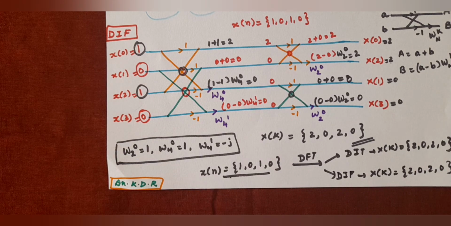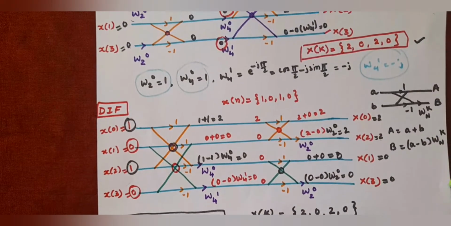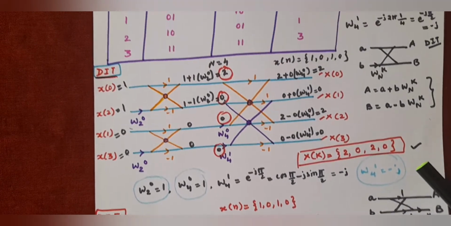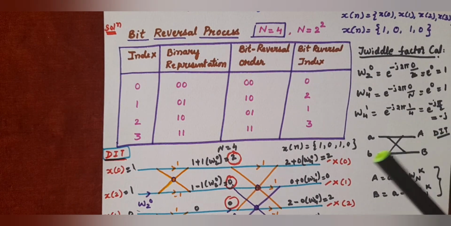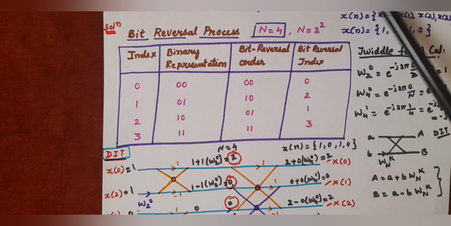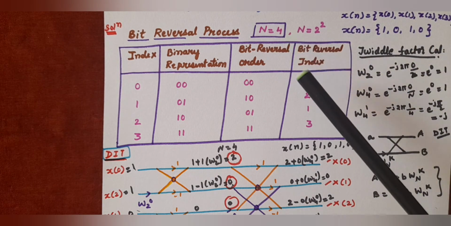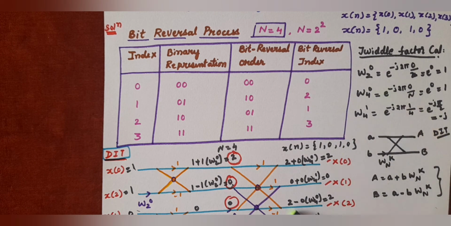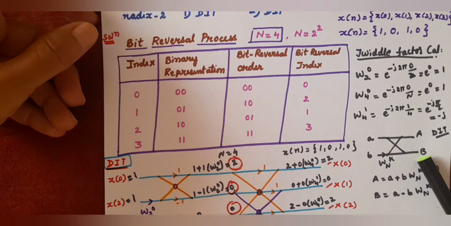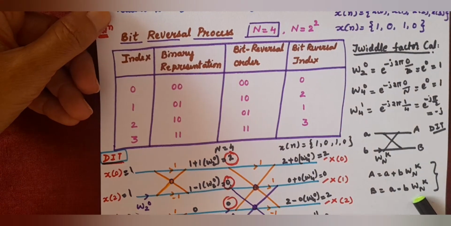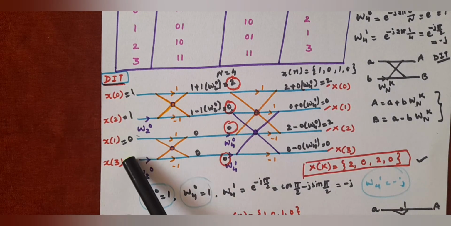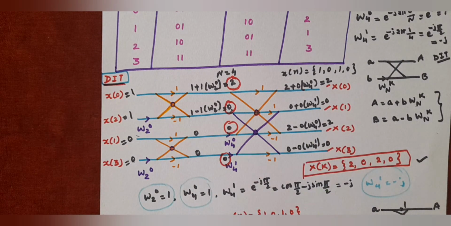I hope you have understood the class. So if you carefully observe, what are the fundamental steps required for solving a DIT or DIF problem? First, identify the length capital N as 4, write its bit reversal table, calculate the twiddle factors involved in the flow graph and the basic butterfly diagram, their output equations, and then you can put the values of the given sequence and solve the problem.